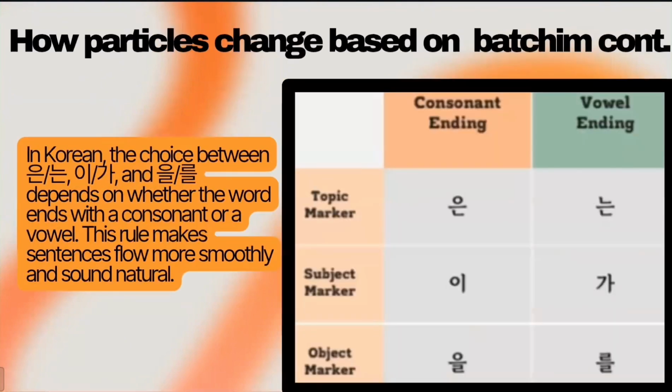Now moving on to particles. Our particles change based on batchim. In Korean, the choice between eun, neun, i, ga, eul, and reul depends on whether the word ends with a consonant or a vowel. This rule makes sentences flow more smoothly and sound more natural. The chart on the right-hand side of your screen will help you decide which one you can use.